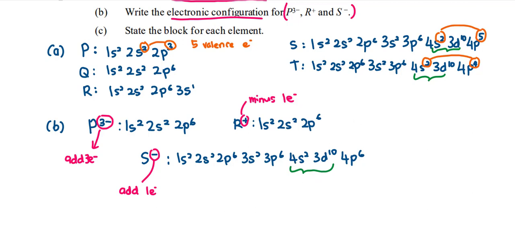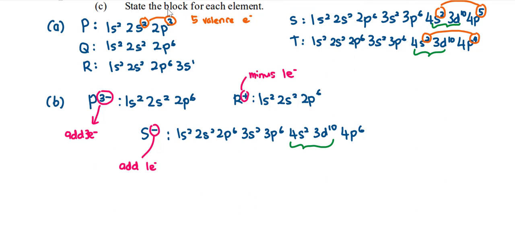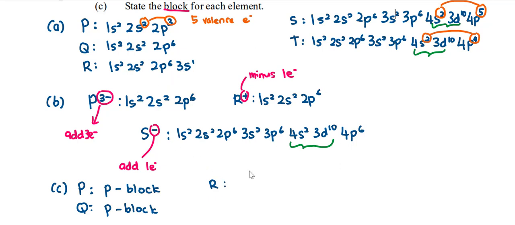And then the last part in this question, dia minta blok untuk setiap elemen. Okay, so untuk setiap elemen tau, bukan dia punya ion, dia punya elemen. So kena tengok electronic configuration of the elements lah. Okay, so untuk P, since the last electron, we put it into 2p orbitals, so dia adalah P block. Okay, Q, the last electron kita letak dekat 2p orbitals juga, dia adalah P block. Okay, R, the last electron we put in 3s orbital, dia adalah S block.